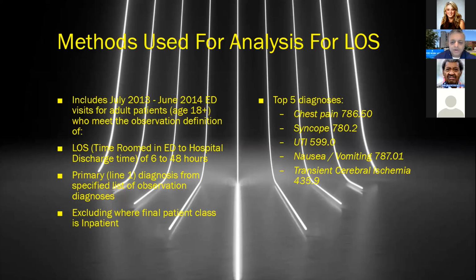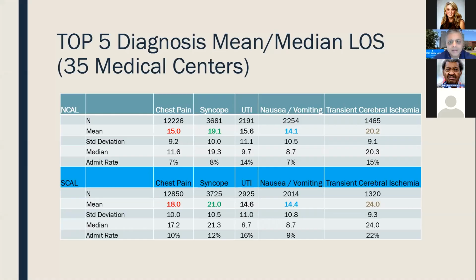So again, the same definitions as before. And each column is a different diagnosis. The top part is the Northern California, the bottom part is Southern California. And you can see, for example, in chest pain, the 25,000 patients, I think this is probably one of the largest attempts at consecutive patients that we extracted, trying to obtain mean length of stay. Now, there's a little bit of variability there, especially in the median times.